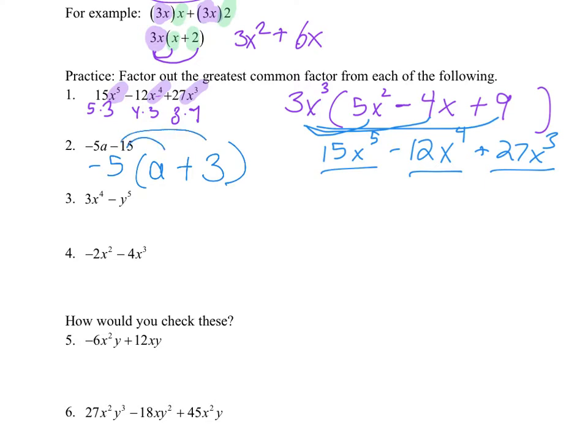Okay, 3x to the 4th minus y to the 5th. They don't have anything in common. The first term has no y. The second term has no 3's nor x's. Nothing in common. You cannot factor.